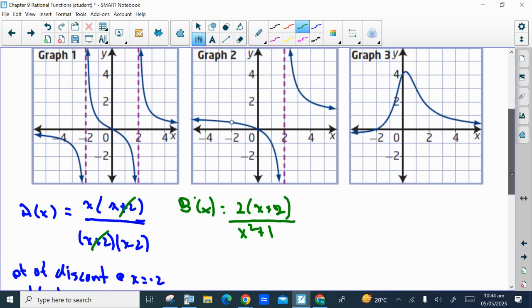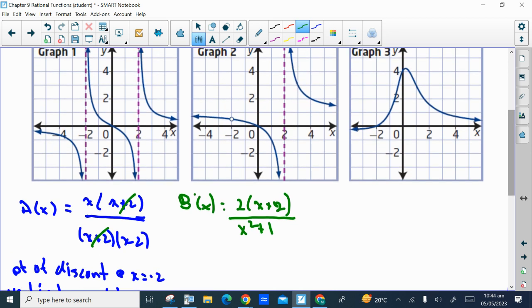And also, there won't be any non-permissive values for this because x squared plus 1 can never equal 0. The only way x squared plus 1 would equal 0 is if somehow x squared would equal -1. Then it would cancel with the positive 1, but that's not possible. So there are no restrictions. Our domain for this one will be all real numbers from -infinity to +infinity, which is graph number 3.